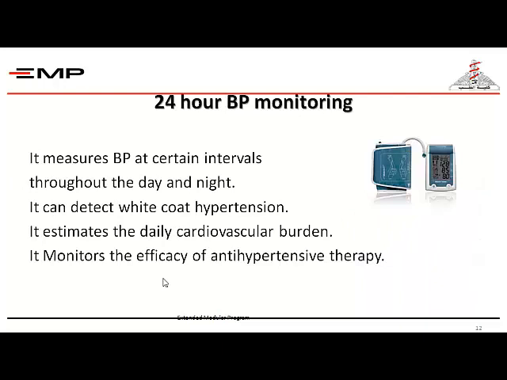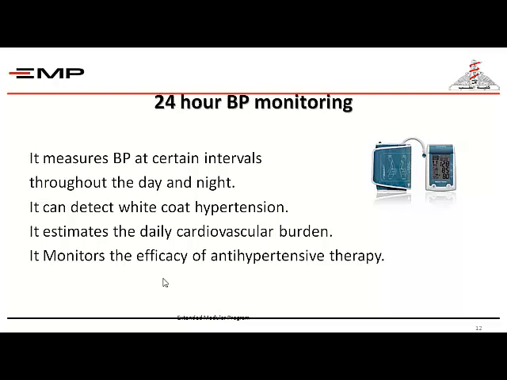24-hour blood pressure monitoring measures the blood pressure at certain intervals throughout the day and night. It can detect white coat hypertension, when you measure the blood pressure in your office or the clinic and it is high, while the patient says, no, I have no hypertension, at home I measure it by myself or by my doctor, it's normal. This is what's called white coat hypertension. The patient gets hypertension only when he visits his doctor.